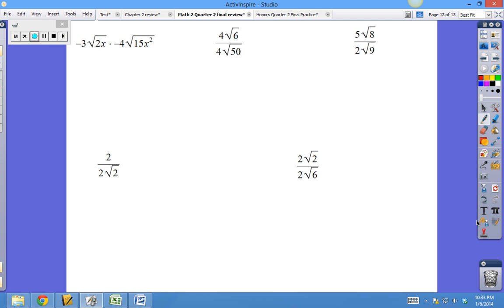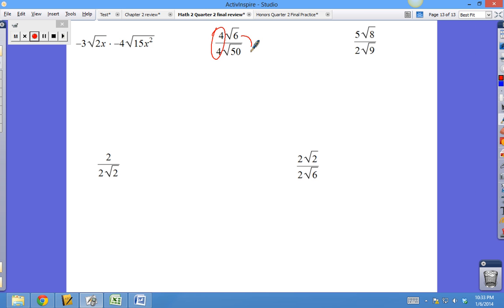Okay, now division. So you divide what's on the outside together, and you divide what's on the inside together. So 4 divided by 4, that's just 1. But 6 and 50, they're both even. I can divide them both by 2. So if I simplify 6 and 50 and I change that to 3 and 25, that's perfectly legal. But now you're in luck because you've got this memorized. The square root of 25, that's just a 5 and a 5. 5 squared. So, on top you got square root of 3. On bottom, you have got 5.